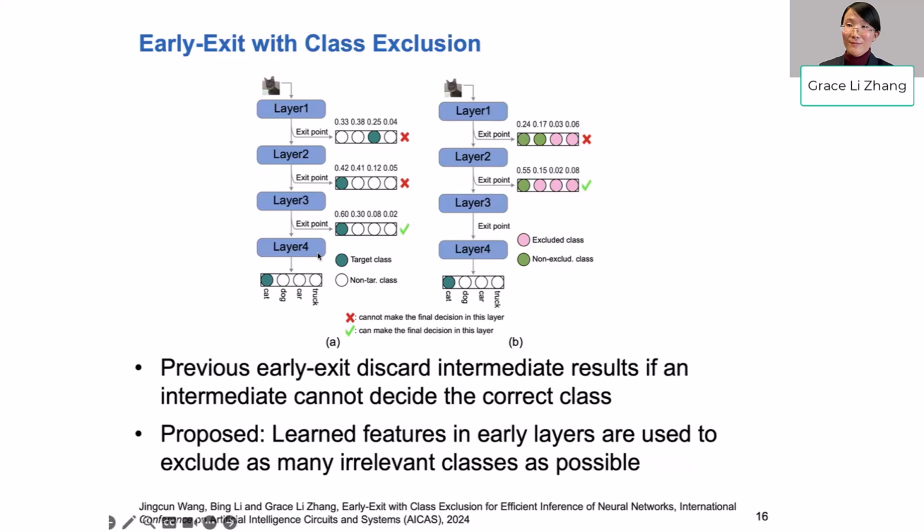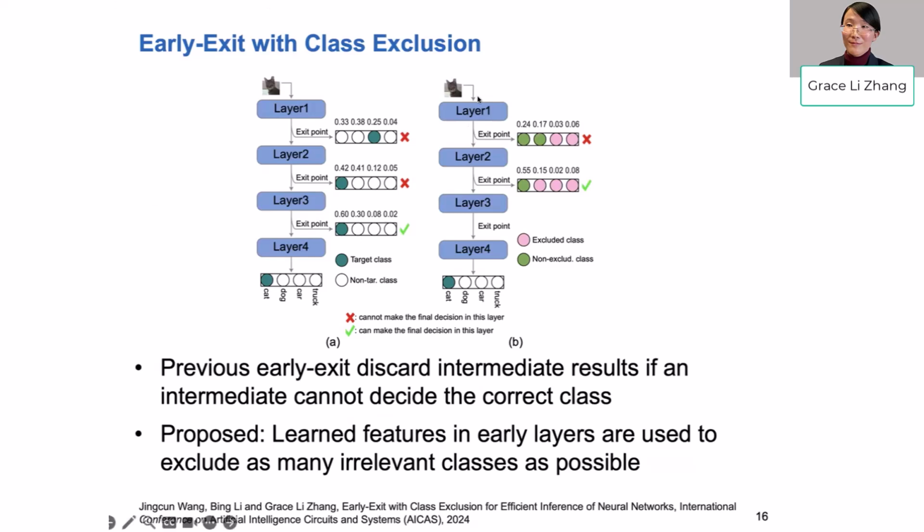And then at the third layer, the probability is high, so you can make the decision that it is a cat. But we found that the previous early exit methods waste the intermediate results. If you cannot make a decision, then you waste the intermediate result. And we found that the intermediate computation result can be used to exclude some classes.